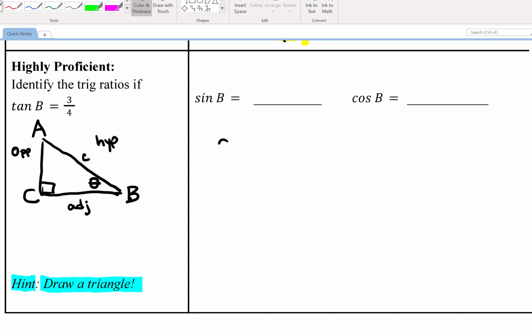And then we're looking at SOH CAH TOA, and since we're looking at the tangent, this is the opposite. TOA is O over A, and that's 3 over 4. So that means O is 3, and A, this side right here, is 4. That's our adjacent side.